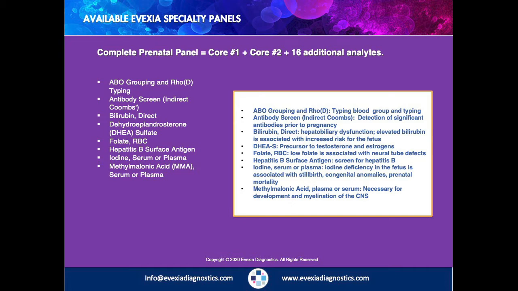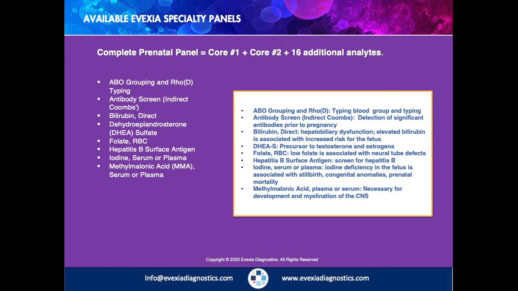Now, this test is used to determine ABO blood group and RH type, and grouping and typing of expected mothers and newborns may indicate potential for ABO hemolytic disease of the fetus/newborn, so you definitely want to take a look at this. Next is the antibody screen, also known as the indirect Coombs test.